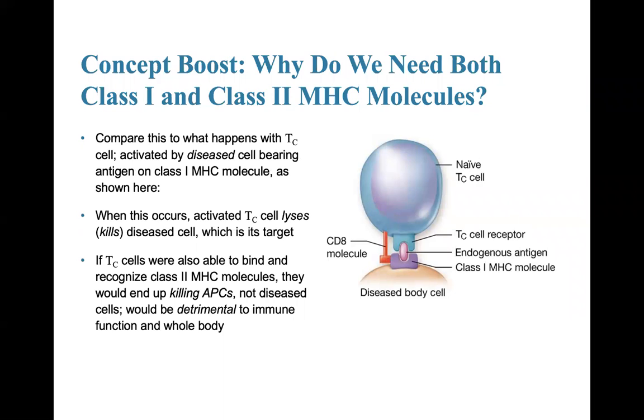Compare this to what happens with the cytotoxic T cell. The cytotoxic T cell is activated by a diseased cell that is actually bearing an antigen on its class 1 MHC molecule. When this occurs, the activated cytotoxic T cell lyses and kills the diseased cell, which is now its target. If the cytotoxic T cells were also able to bind and recognize the class 2 MHC molecule, they would wind up killing antigen-presenting cells, not diseased cells, which would be detrimental to the immune function as a whole. So that's why you have this distinction. The antigen-presenting cells present exogenous antigens, whereas the MHC class 1 molecules present endogenous antigens, and that whole cell will actually be killed.